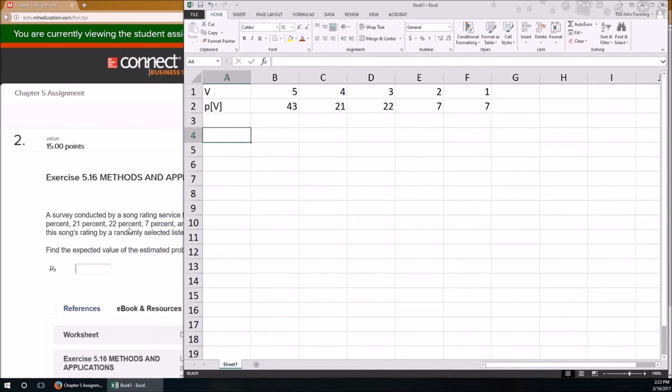So the expected value, the way that I do this, remember it's just the sum of values times probabilities. So the probability of a 5 was 43%. The probability of a 4 was 21%. The probability of a 3 was 22%, etc.